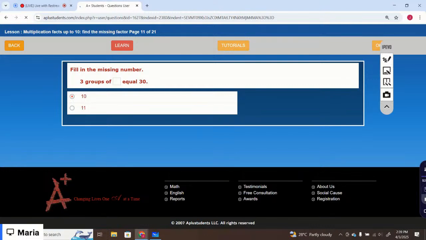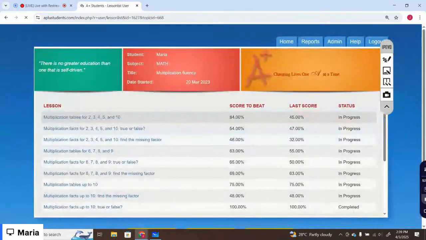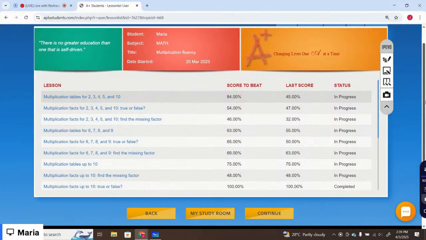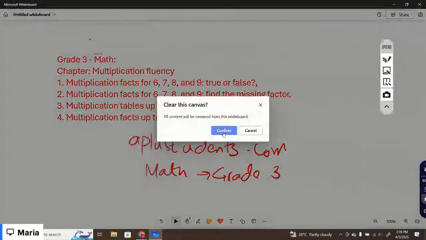So we were working on grade 3 math. The chapter we're working on is multiplication fluency. The lessons we have covered today are multiplication facts for 6, 7, 8, and 9, find the missing factor, multiplication tables up to 10, multiplication facts up to 10, and find the missing number. Please make sure before the next session you complete all the practice questions for the lessons we just did.